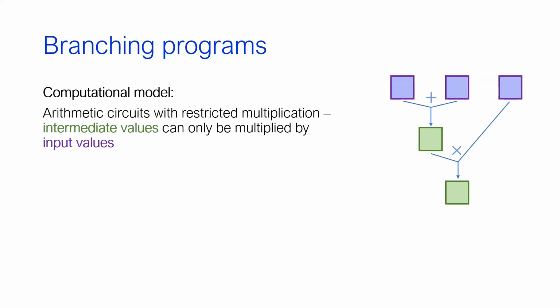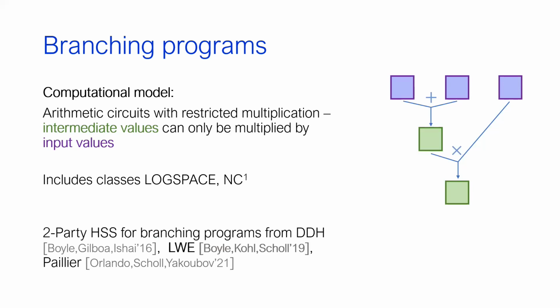But of course, we are interested in getting HSS for a richer class of programs, which in this case is going to be the class of branching programs, which you can think of as arithmetic circuits. So we have the operations of addition and multiplication. But there is a restriction which states that a multiplication always has to involve an input value. So we are not allowed to multiply two intermediate computation values.